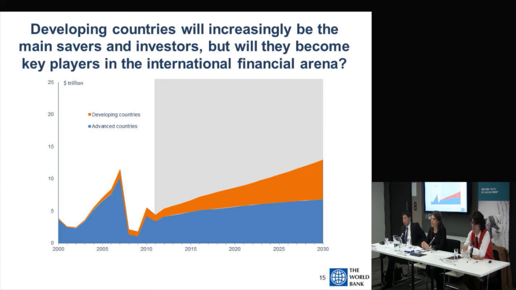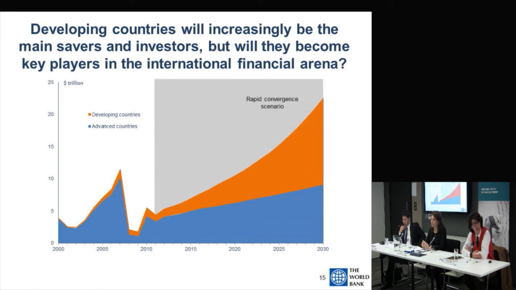So the role of capital flows in developing countries will increase, and in a subsequent scenario, which is this one, a scenario where there is even more rapid convergence between poor and rich countries, the share is going to increase even further. Now, this is not automatic. Getting these flows requires developing the financial sector and improving institutions and all that. So it's not a guarantee that this is going to happen.